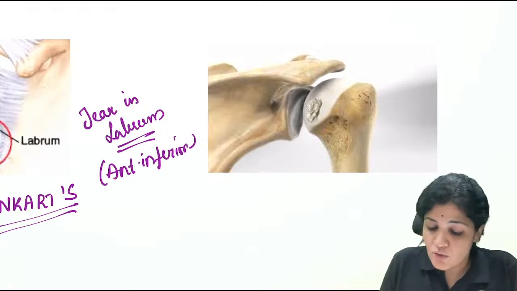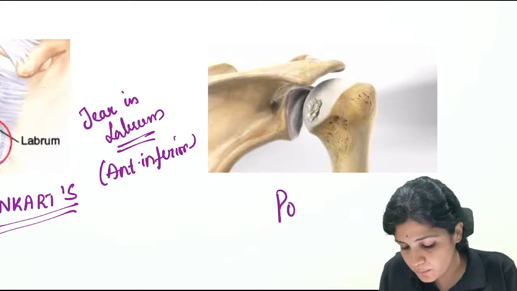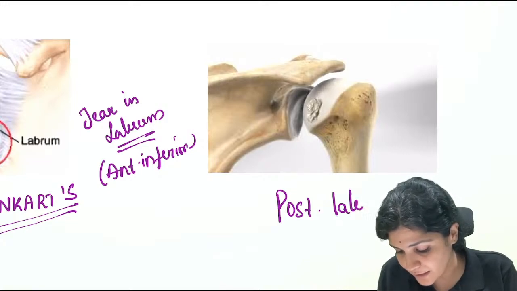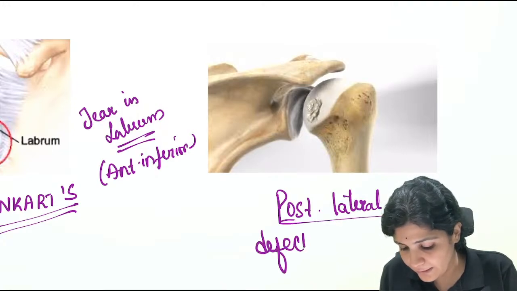And what is this? Because the humeral head is moving outside and inside on the posterior lateral aspect, you see there is a defect in the humeral head.